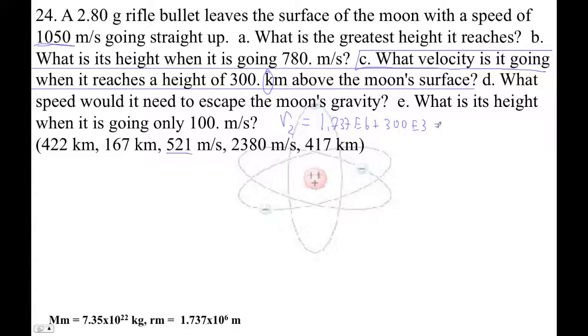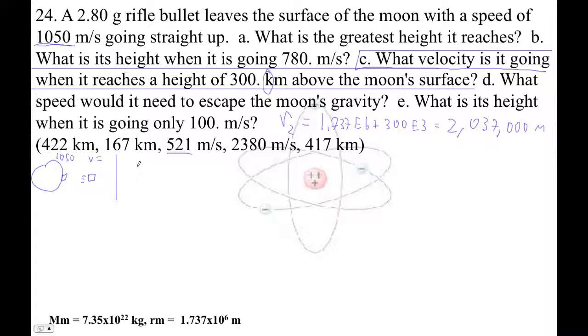1.737 E6 plus 300 E3. And I get that the new radius, from the center of the moon, is 2.037 E6 meters. So here we are. We've got the moon. We've got the bullet leaving the surface of the moon at 1,050, and then we want to know at some height what's its velocity. Okay, so let's set this thing up.